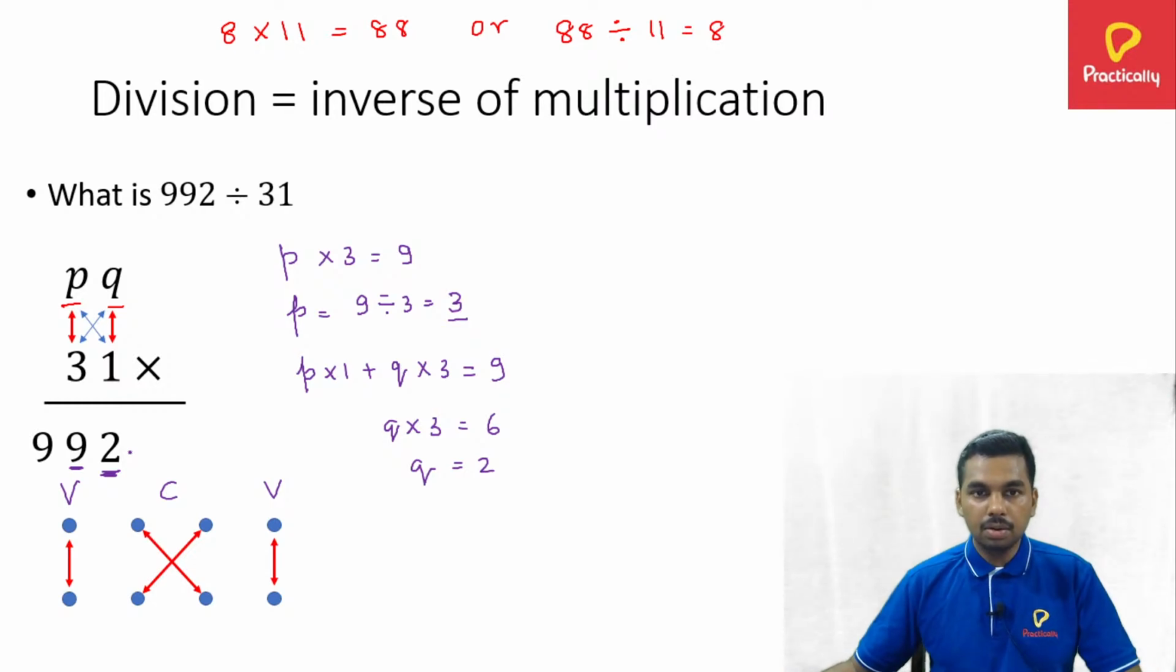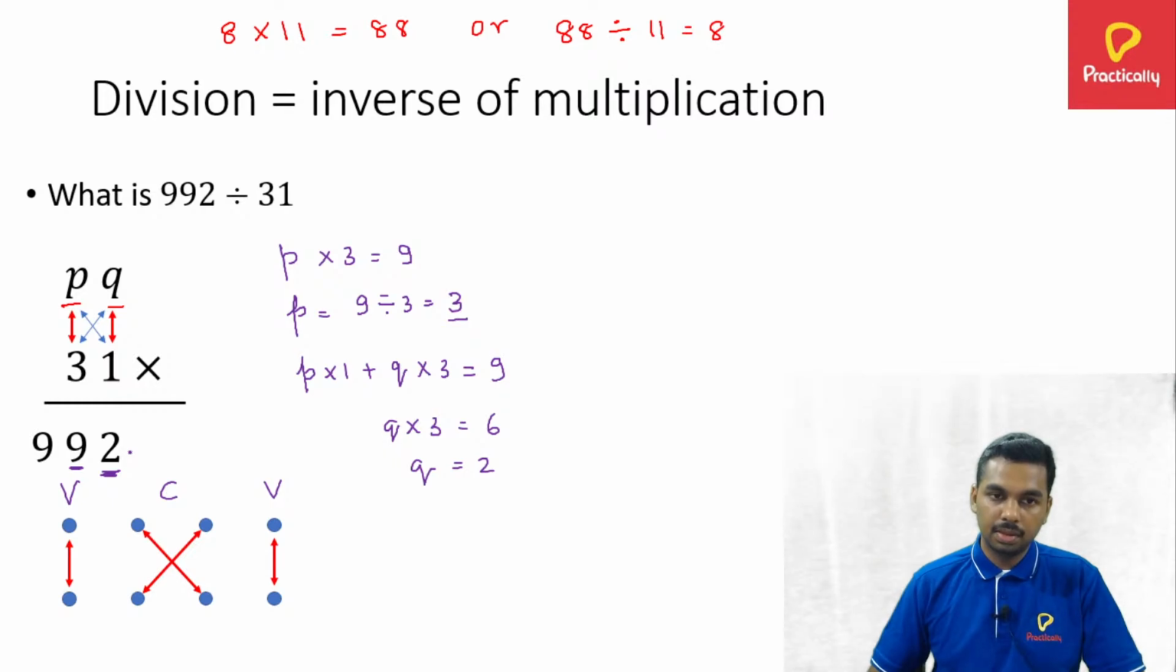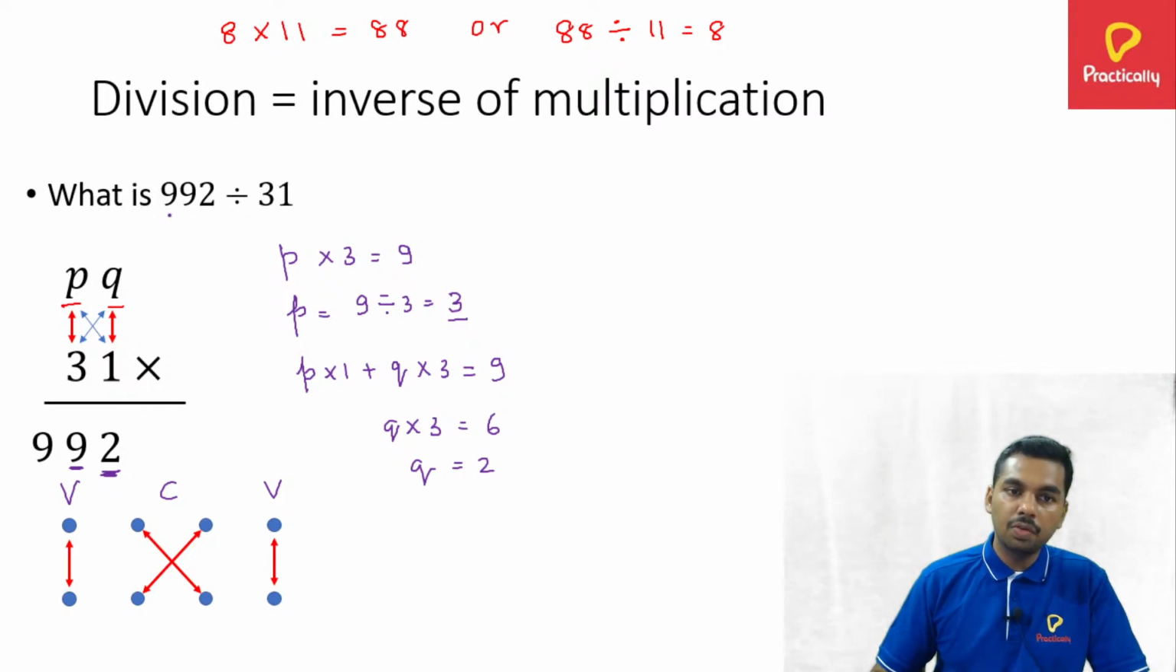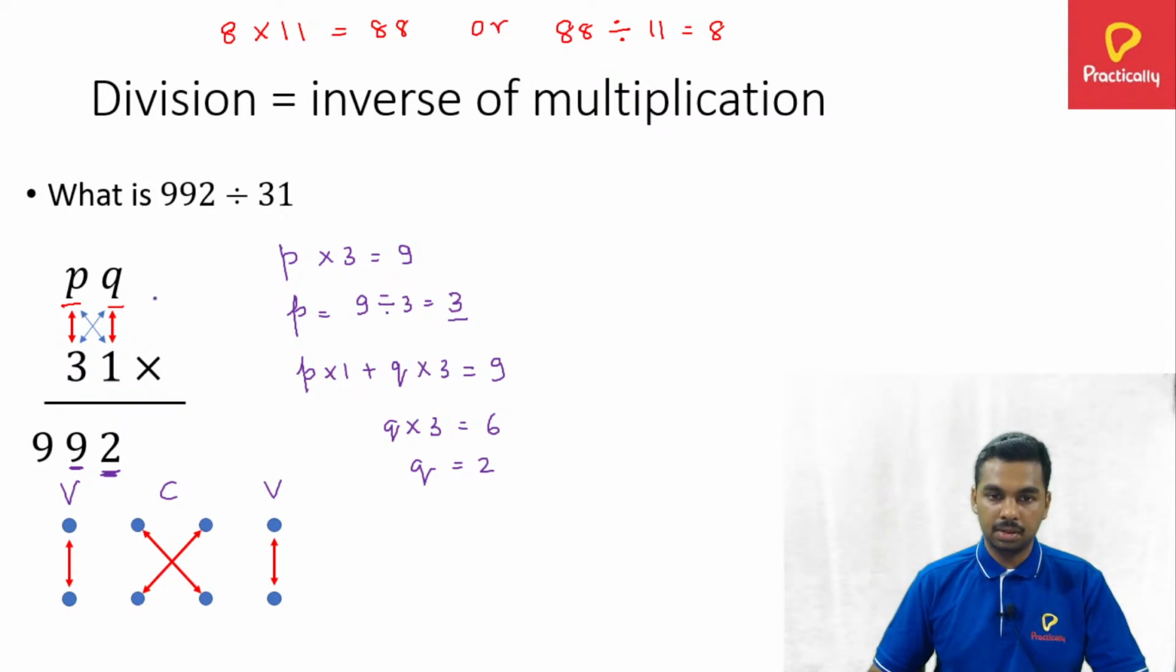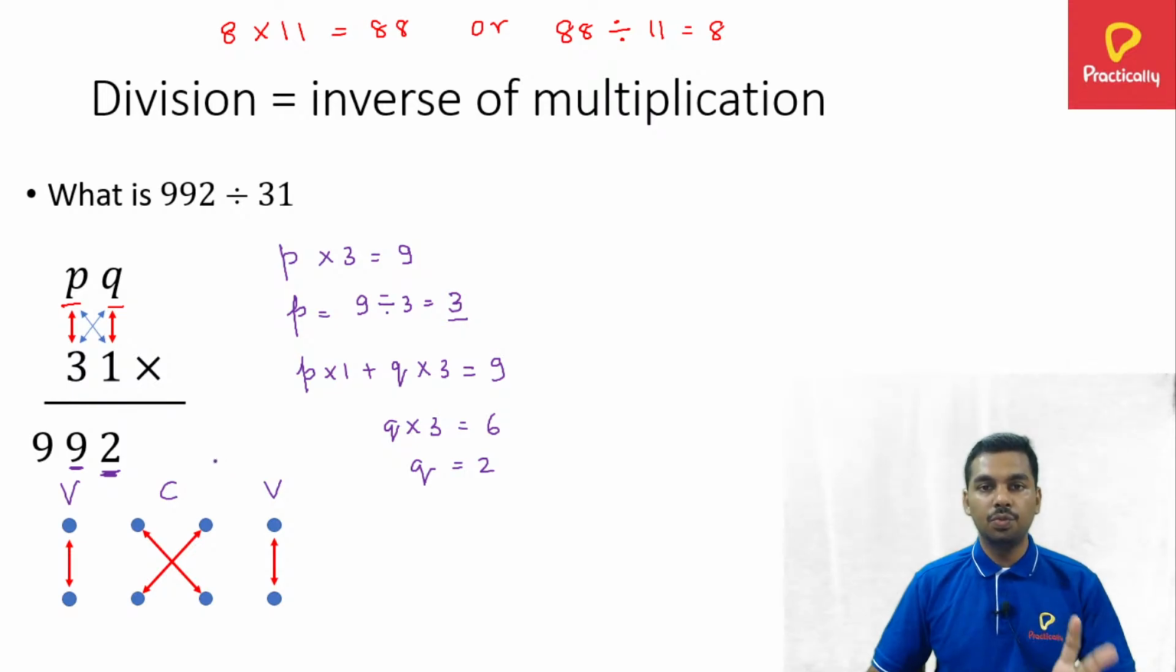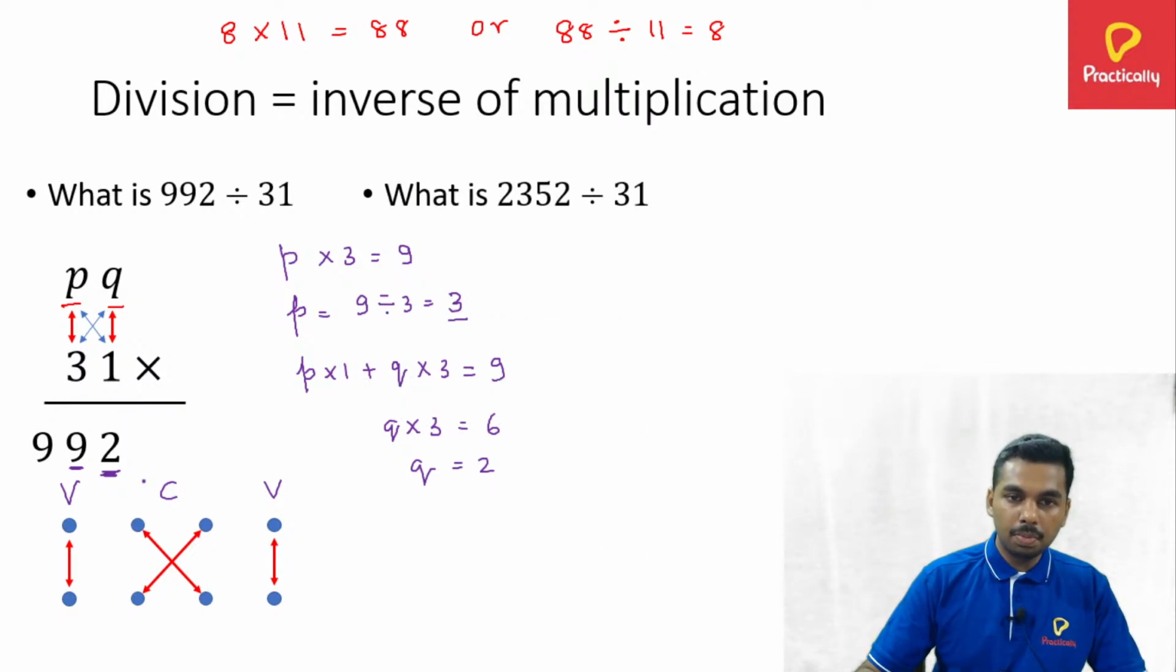So this is the method of inverse multiplication. For doing division of a 3-digit number or a 4-digit number by a 2-digit number, you can employ this easy method. What we have used is just an application of vertically and crosswise, the sutra shortened as VCV. We have already seen 2-digit multiplication can be shortened as vertical, crosswise and vertical. So let's do the second problem now.